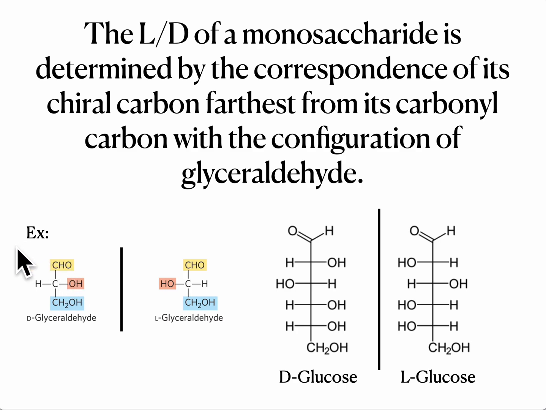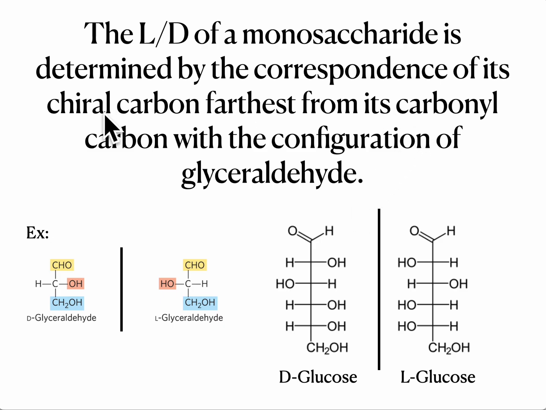Moving on, glyceraldehyde is a very simple sugar because it only has 3 carbon atoms. What if we're trying to determine whether a complex sugar like glucose, the one we're looking at here, is in its D isomer form or its L isomer form? Well, we determine it by the correspondence of its chiral carbon farthest from its carbonyl carbon with the configuration of glyceraldehyde.